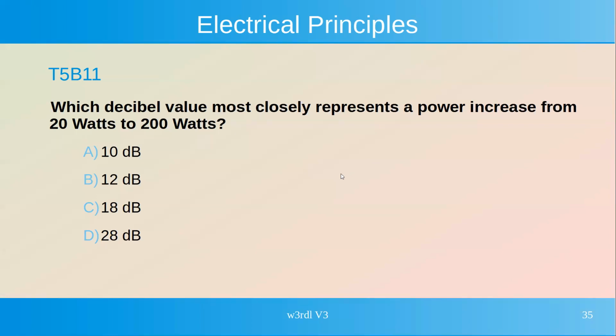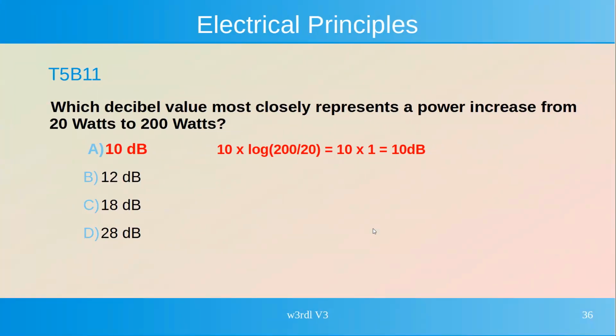Which dB value most closely represents a power increase from 20 watts to 200 watts? So 200 over 20, ratio is 10. Okay. Log of 10 is 1. 10 times 1 is 10 dB. That's the other way to do it: look at the ones that are wrong and eliminate them.